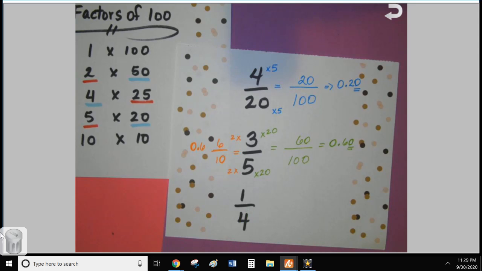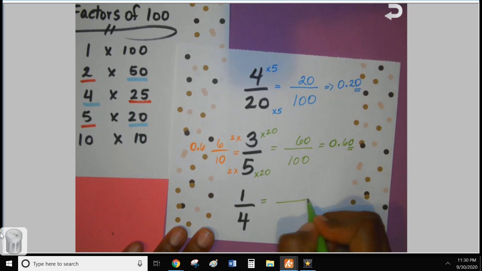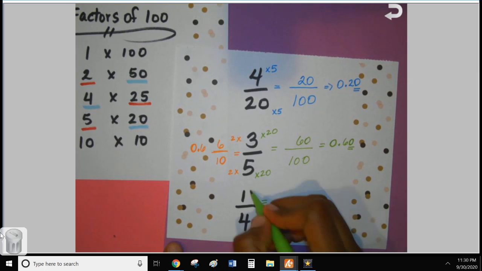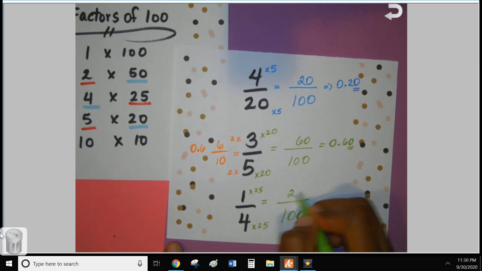What about 1/4? 4 is a factor of 100. What times 4 will give me 100? 25. So I'm going to say new denominator of 100. I would multiply 4 times 25. Whatever I multiply the bottom by, I do the same to the top. So 1 times 25 will give me 25.